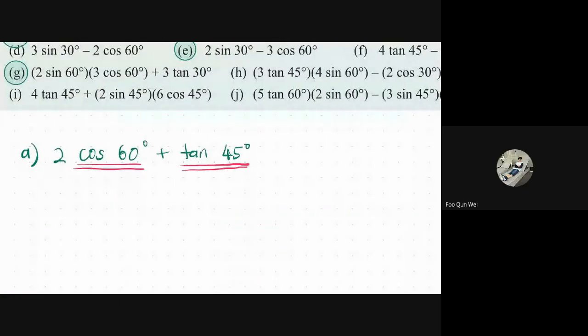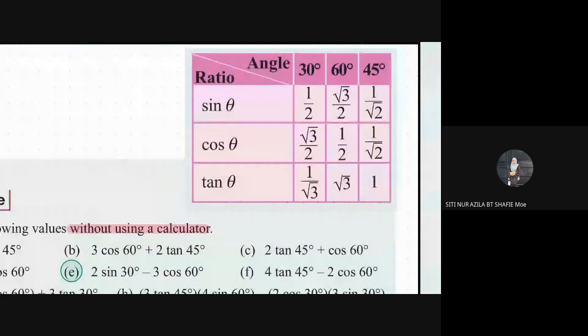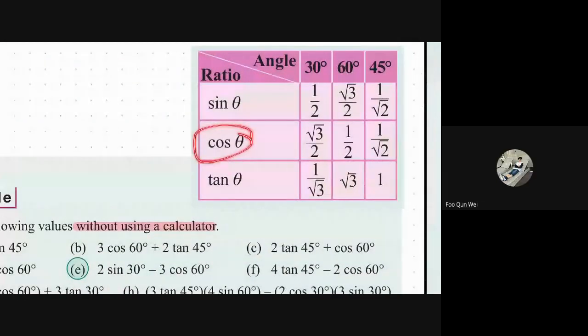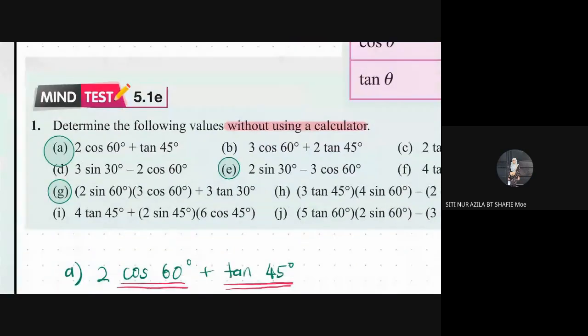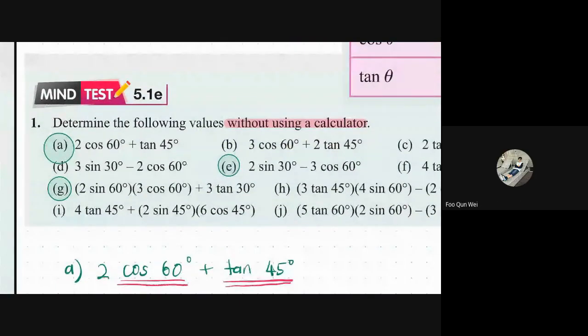The cos 60 behind it, 2 times, right? It means 2 times cos. Then 2 sin 30 degrees, question E. 2 sin 30. What does it mean? You need to times 2 with sin 30. Let me remember.